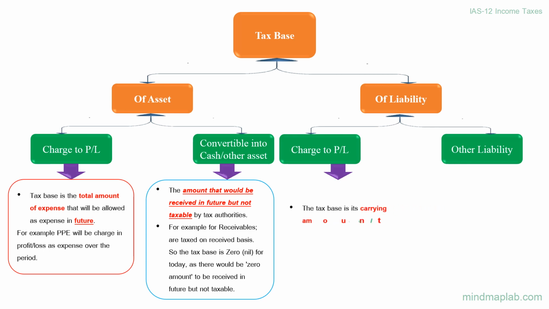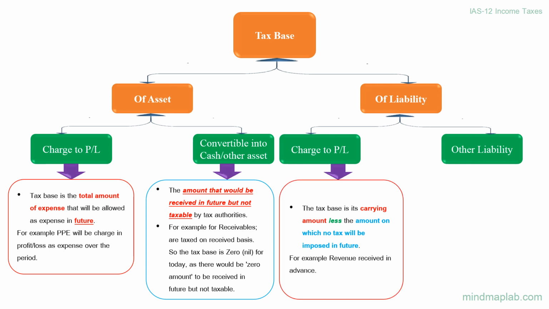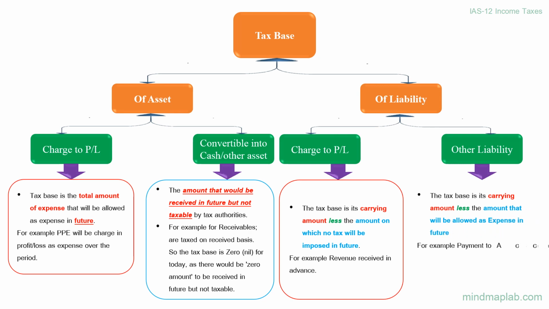Tax base of liability charged to profit and loss: the tax base is its carrying amount less the amount on which no tax will be imposed in future. For example, revenue received in advance. Tax base of other liability: the tax base is its carrying amount less the amount that will be allowed as expense in future. For example, payment to account payable.